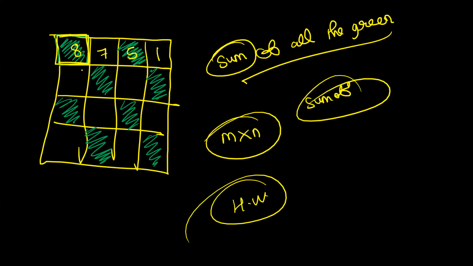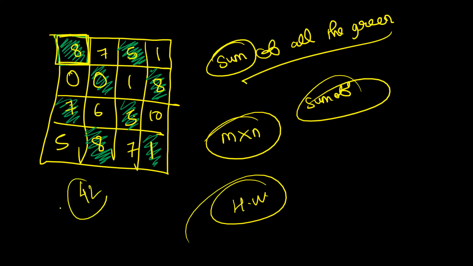So let's say in this example, what should be my output? Can anybody help me? What is the sum of all the numbers on the green cells? 8 plus 5, 13. 13 plus 0, 13. 13, 8, 21. 28, 33, 34, and 42. So 42 should be my output. Okay. So this is homework question number 1.